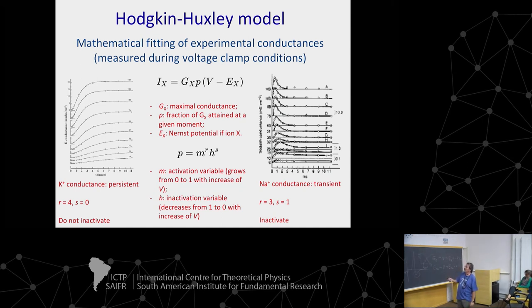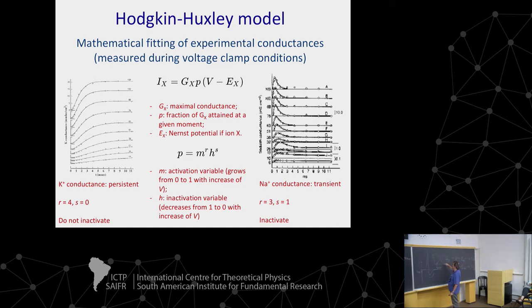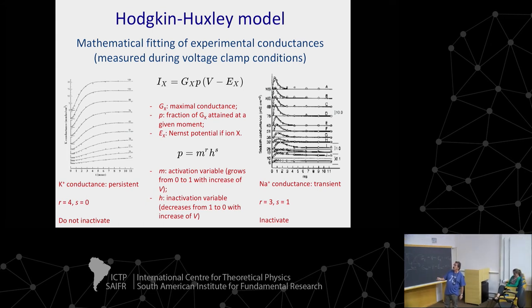Sodium conduction, on the other hand, is transient, so it increases and decreases. So they model it as a product of an activation and an inactivation variable to the power of R and S. And R is 3, and S is 1 for the sodium one. By doing this, they were able to fit all the measurements that they had.